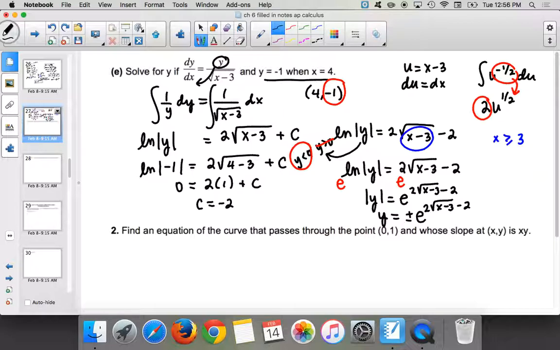All right, so now last step. I think we did one like this yesterday. We have to make a decision on that plus or minus. Did we do one like that? Yeah. Okay, so remember, we go back to our point. So we go back to 4, -1, and let's plug in 4.